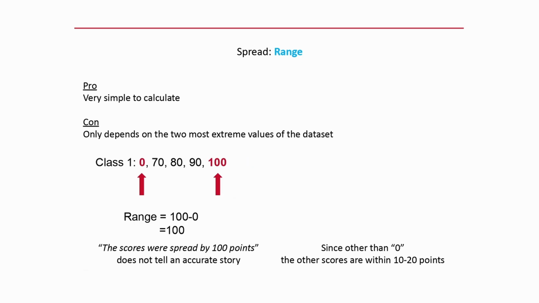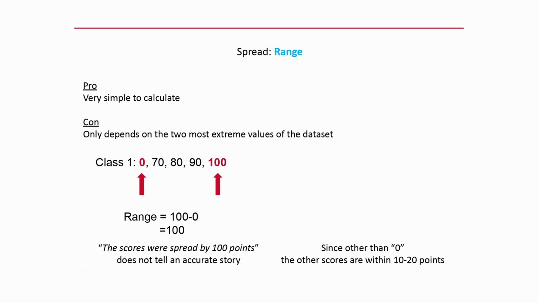Take those class 1 exam scores again, but instead of person 1 getting a 60, say person 1 didn't show up, so they got a 0. The range here would be 100 points, the biggest minus the smallest. So if you were to say, hey, these scores, they were spread by 100 points, technically that is true, but that's really not telling the whole story here. Most of these exam scores were within 10 to 20 points, but it was the 0 that's kind of throwing that off.